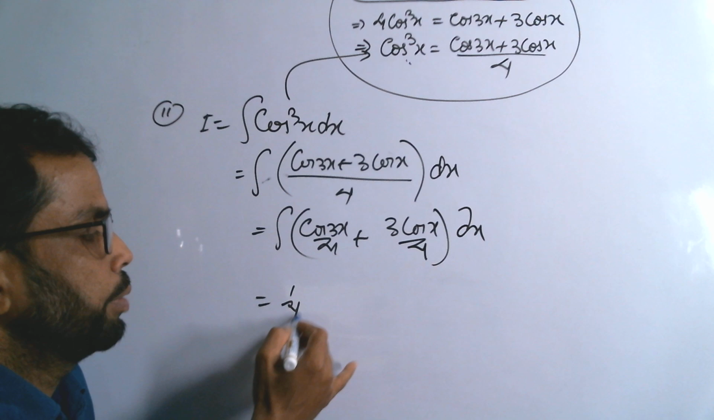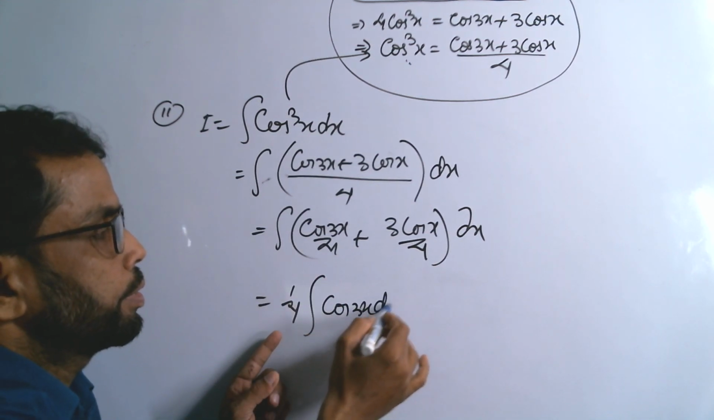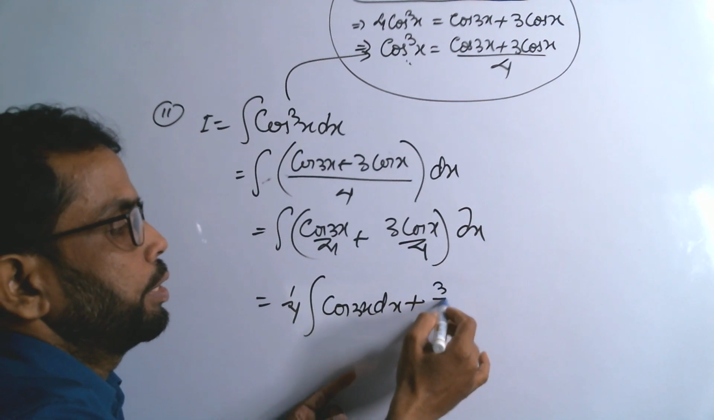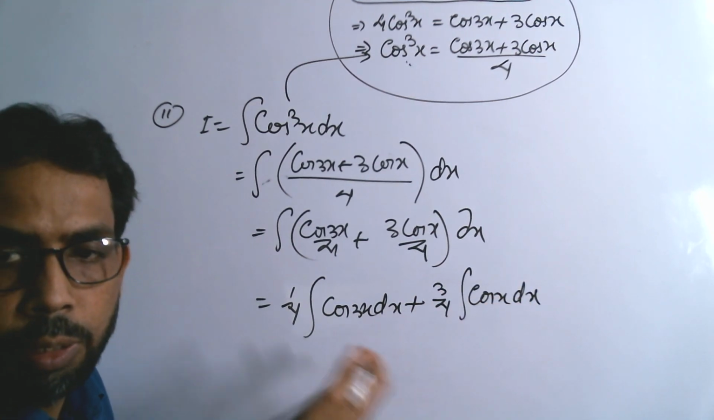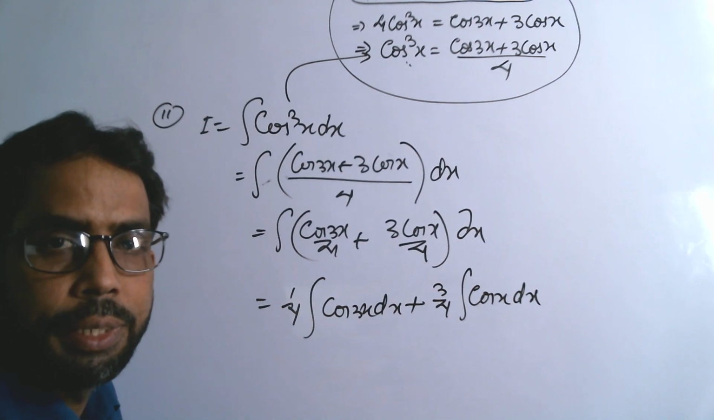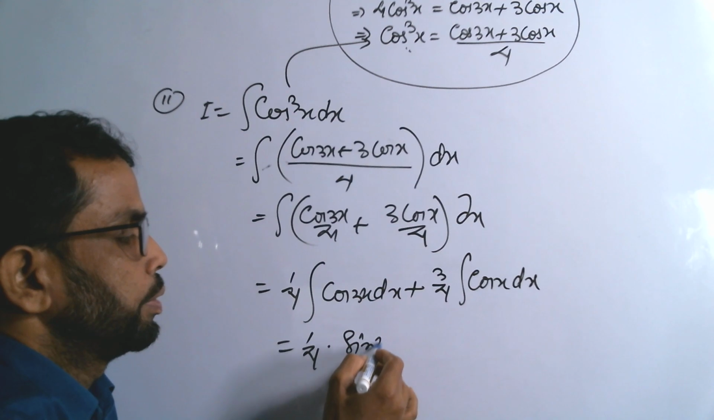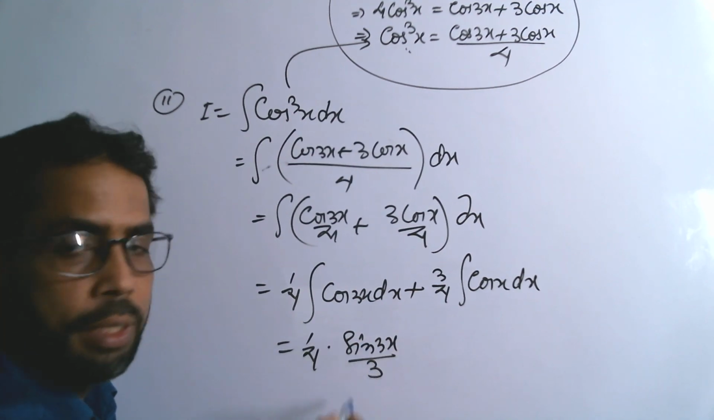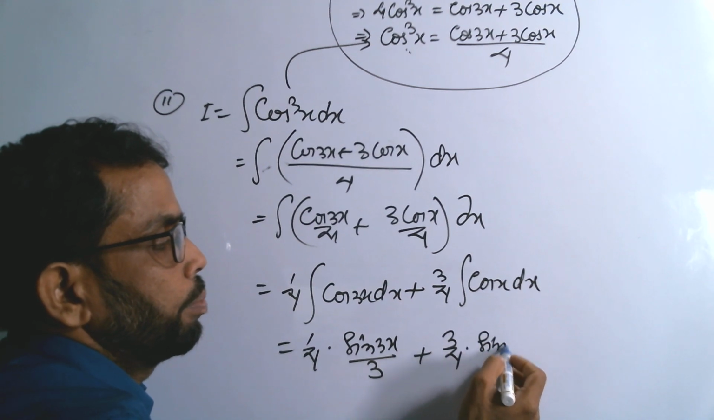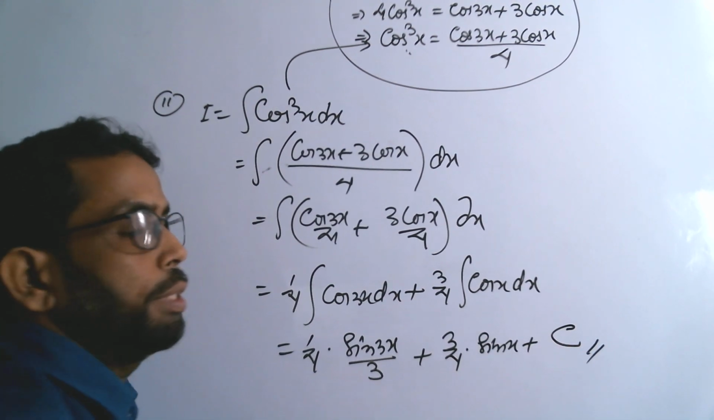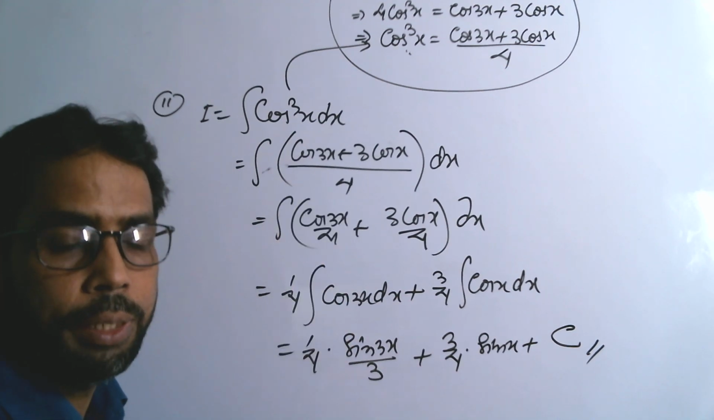Here 1 by 4 keeping out in the first integral, cos 3x dx. Second integral 3 by 4 keeping out, cos x dx. And now both the integrals are under the basic integration formula. Integration of cos is sine 3x divided by coefficient of x, which is 3. Integration of cos is plus sine, plus constant c. The integration is done. So this is the way to integrate sine cube and cos cube.